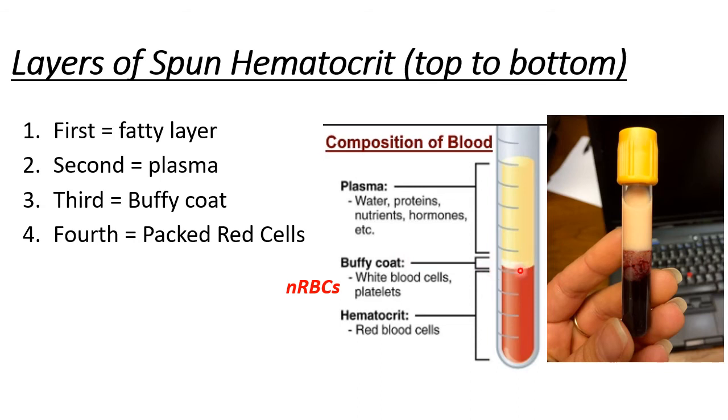Anong meron kay buffy coat? Aside from your white blood cells and platelets, meron din itong nucleated RBCs. Okay? So, yung mga wala namang nucleus, dun sila sa ilalim. No? Ito ngayon yung packed red cells natin or tinatawag nating hematocrit.